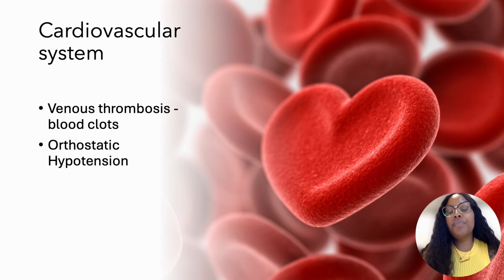All right, another one you can see is orthostatic hypotension. What is orthostatic? That's when we have a drop in our blood pressure when the patient stands. That happens as a result of the blood pooling in that area and not being able to circulate back to the heart like it needs to.